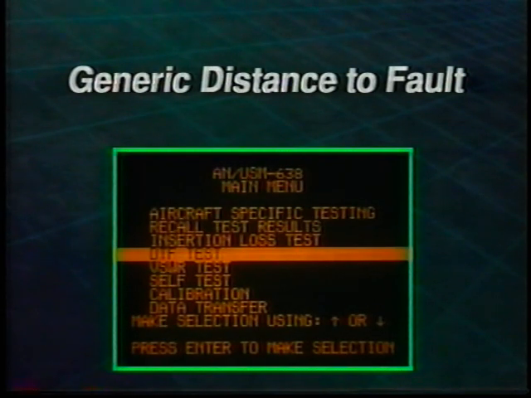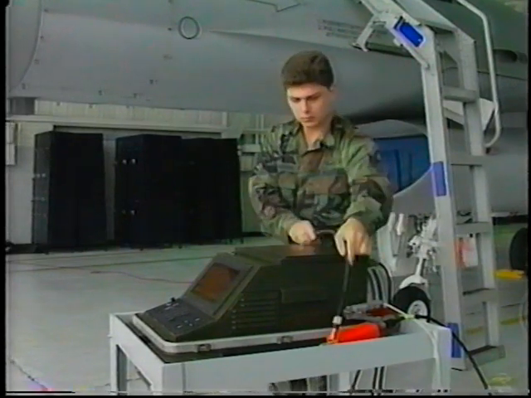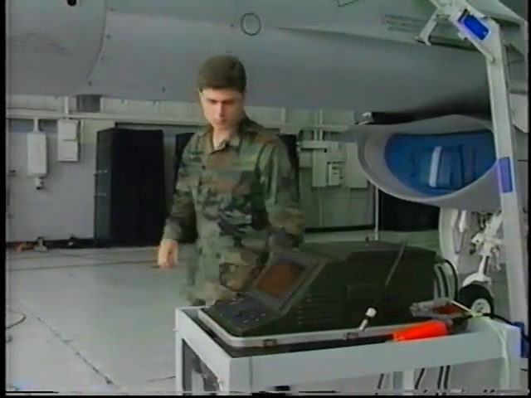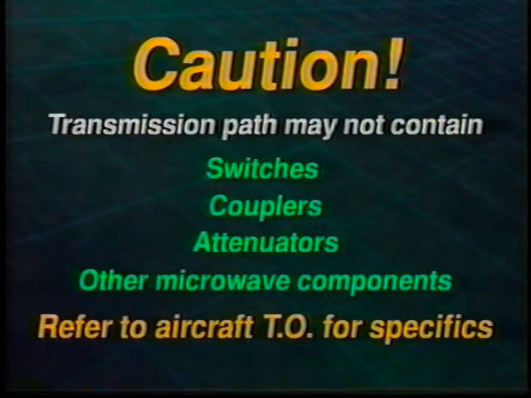Selecting Distance to Fault from the main menu provides generic distance to fault testing for fault isolation. Distance to fault tests are performed when a fault is suspected as a result of unacceptable insertion loss or VSWR measurement results. In most cases, the section to be tested cannot contain switches, couplers, attenuators, or other microwave components. However, feed-through connectors and adapters are allowed.